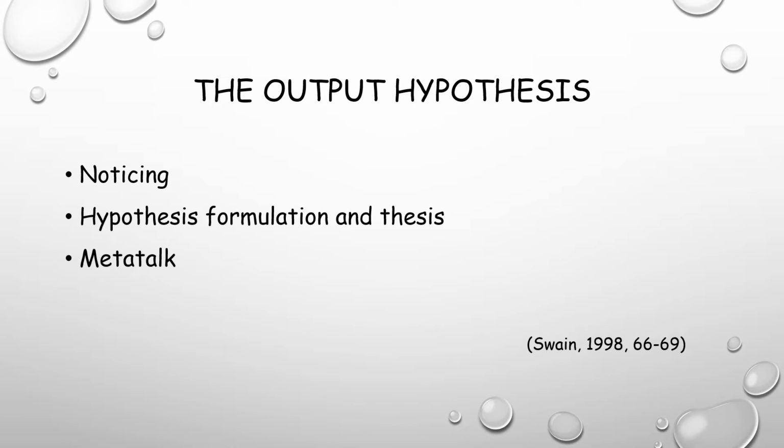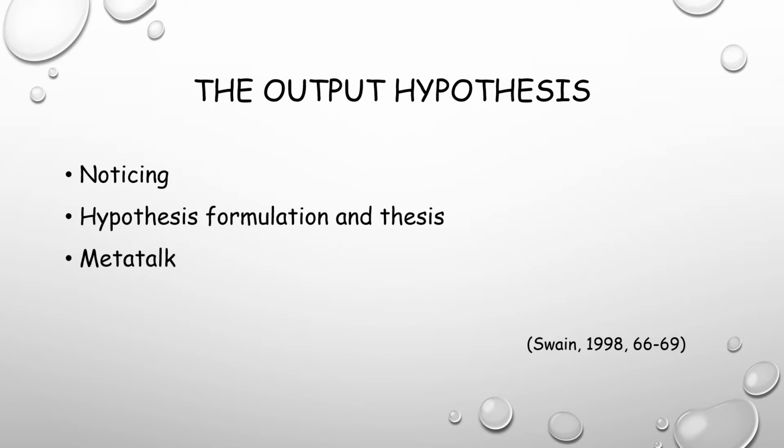And then we have the output hypothesis. Swain has three functions which have been said to relate to accuracy rather than fluency when it comes to second language learning. First, there is noticing. The learners may notice a form in the target language, but they may also notice it's different from their interlanguage.